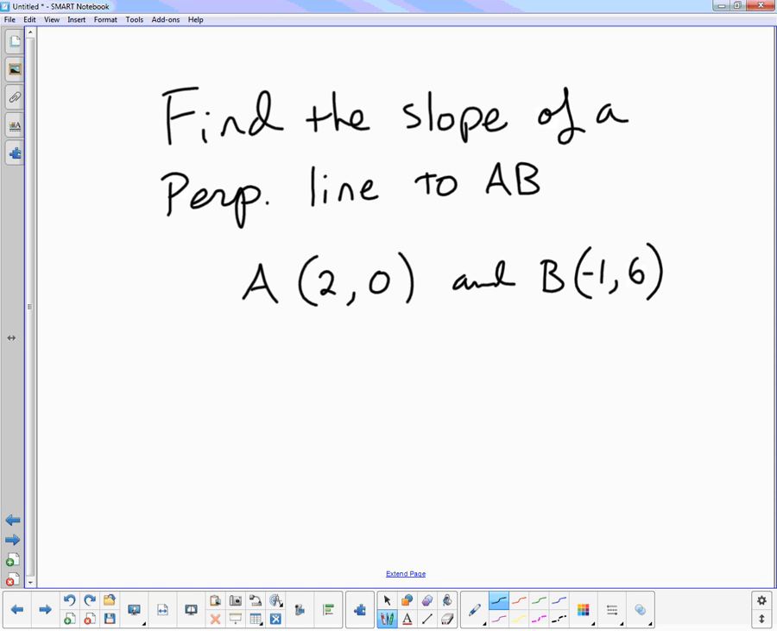Is this right? You only change one of the signs, and you always reduce the fraction. Only one of them. Doesn't matter which one, but only one of them.